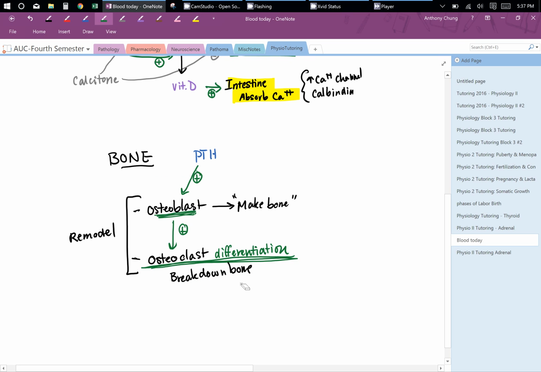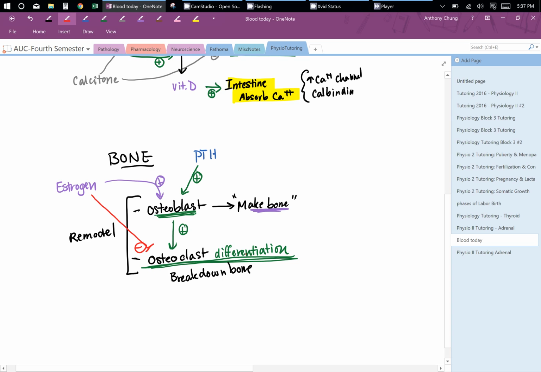Okay. And while we're over here, we have estrogen. Estrogen is going to result in increased bone density. So what it's doing is it's upregulating the osteoblast for making bone, but at the same time it's inhibiting osteoclasts. So you'll have more bone being made, but you don't have as much osteoclast being differentiated, and it's not breaking down as much bone.